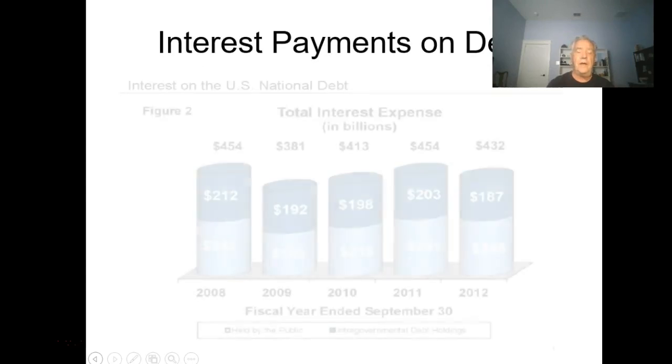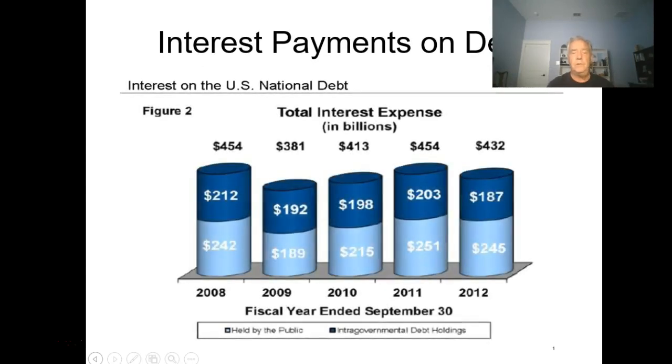Interest payments on debt. I think I showed you this chart before, but here you have different levels, different years. And you'll see in 2011, 2012, that the national debt's interest expense was $432 billion, which means that of the federal budget, let's say it's $668 billion this year, almost 80% of it is interest on the debt. So we're getting into a crisis situation and we've got to step up to the plate and do something about it.